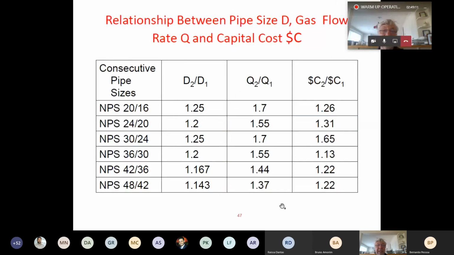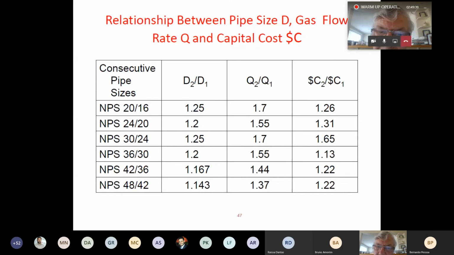And what I did there was I've taken 6 different ratios of pipe size, nominal pipe size of 20 inch divided by the nominal pipe size of 16 inches, the ratio of the diameters would be 1.25. But when you raise that to the power of 2.5, you find that just increasing the pipe from 16 inches diameter to 20 inches, you're increasing the flow by 70%. You can see that you go to 1.7.